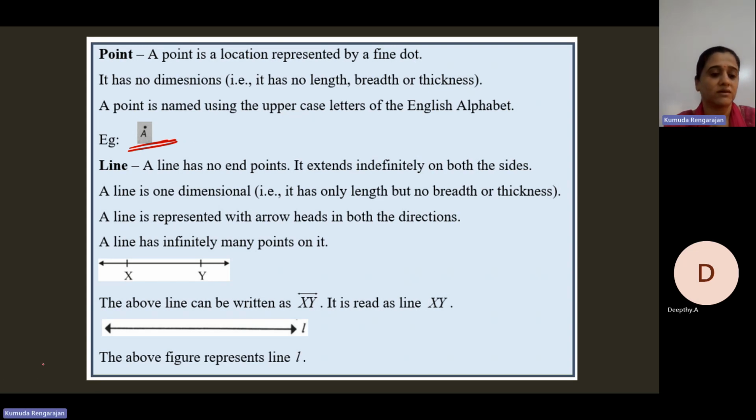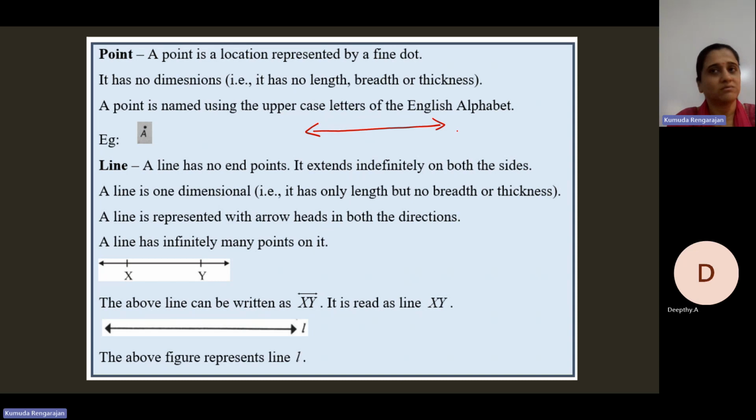Next, line. A line has no endpoints. This is how we represent a line. A line has no endpoints, meaning it extends indefinitely on both the sides, in both the directions.